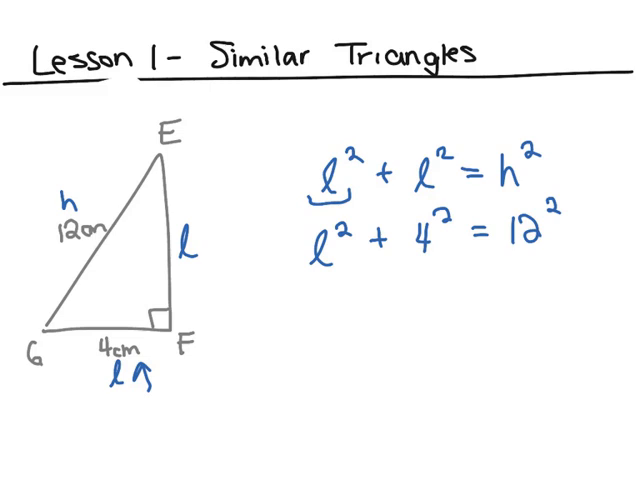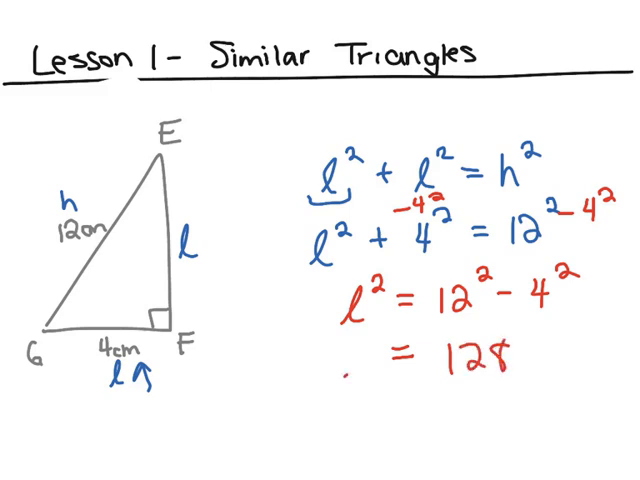So now what we're going to do is isolate L right off the bat. So we're going to subtract 4 squared from both sides. So we should be left with L squared is equal to 12 squared minus 4 squared. When you simplify the right side, 144 minus 16 is 128. Now to get L by itself, we take the root of both sides, so L should be equal to 11.3 centimeters.